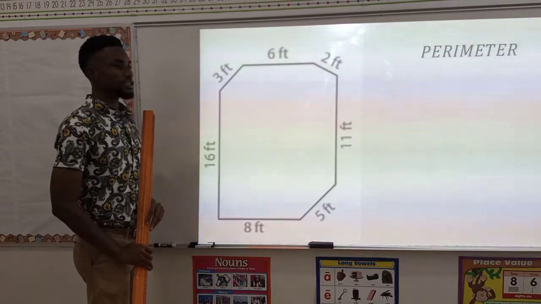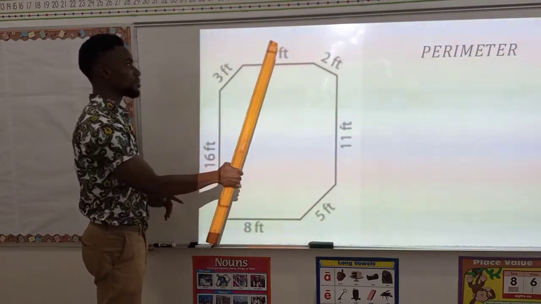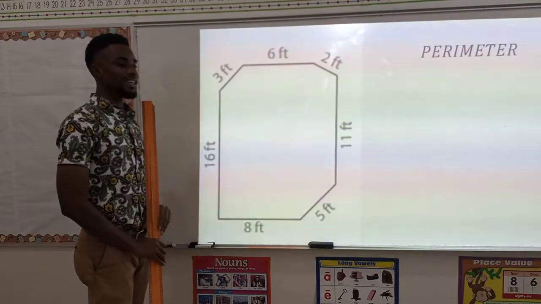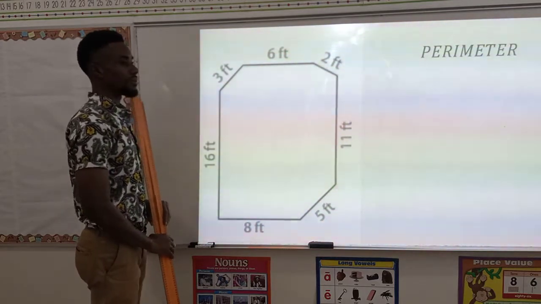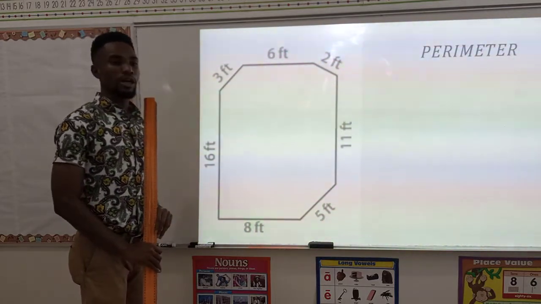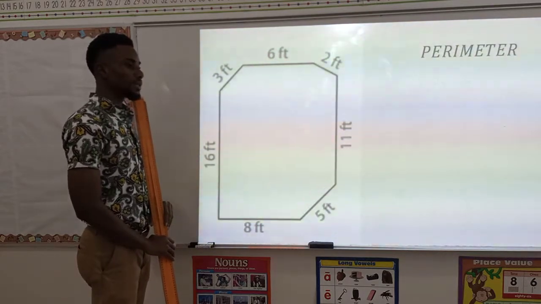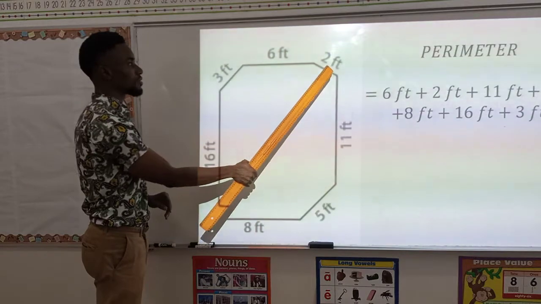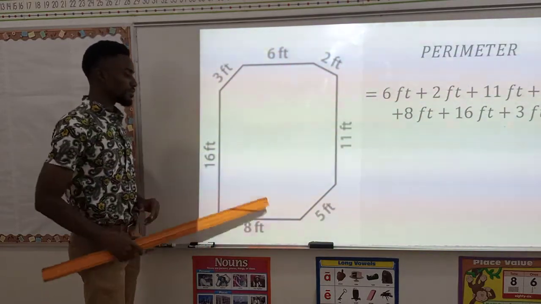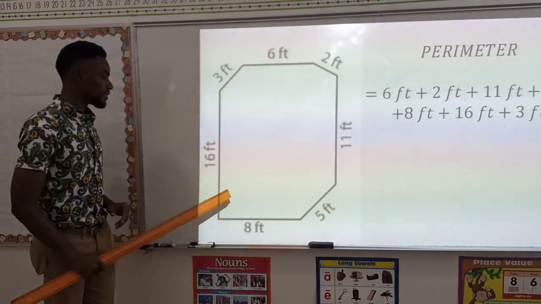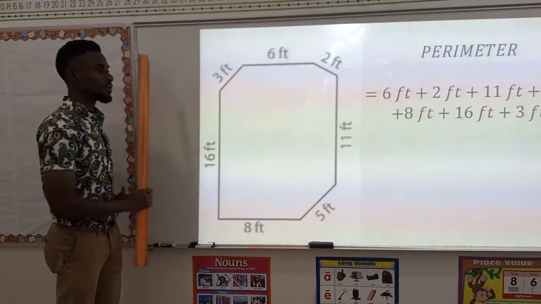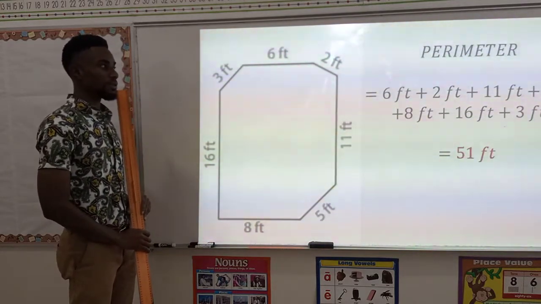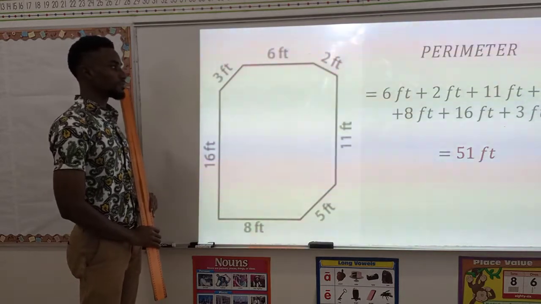Let's move on. Alright, now we have a shape. How many sides does this shape have? Let us count. 1, 2, 3, 4, 5, 6, 7. So what shape is this? This is a heptagon, but it is an irregular heptagon. How do we find the perimeter? We find it by adding all the sides. So 6 feet plus 2 feet plus 11 feet plus 5 feet plus 8 feet plus 16 feet plus 3 feet, which will give us a total of 51 feet. That is the perimeter.